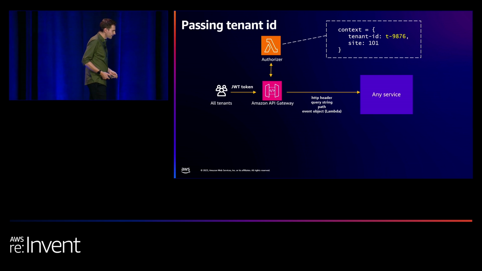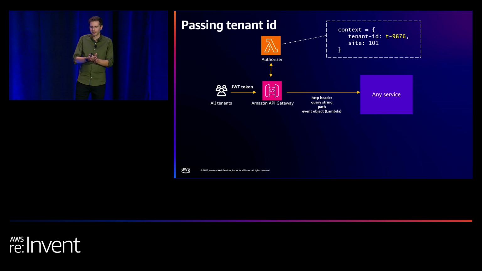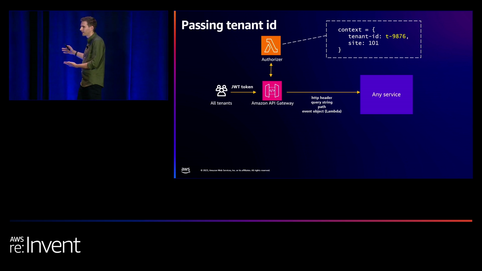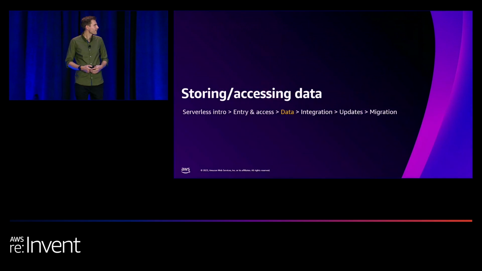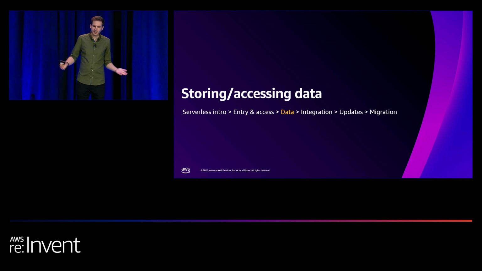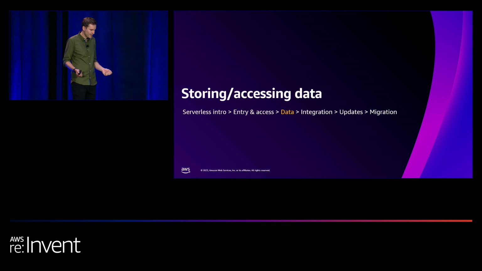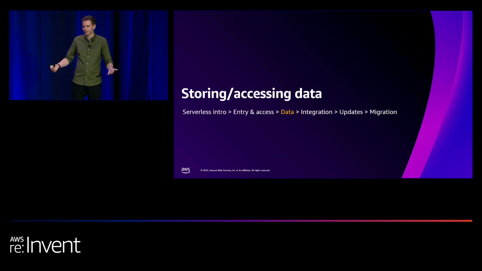API Gateway we can then use to pass these context variables as HTTP headers, query strings, part of the path. Or if we're using Lambda, they will just automatically get passed through as part of the event payload. So now we have our tenant context inside our system. Now let's think about storing and accessing data. And this is going to be important to make sure that one tenant doesn't access another tenant's data in this multi-tenanted pooled model.